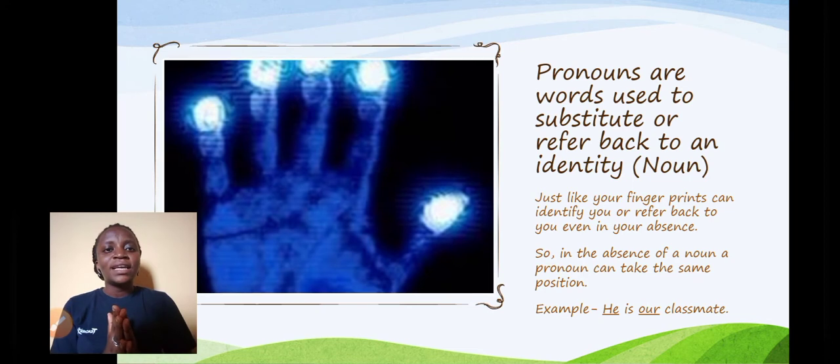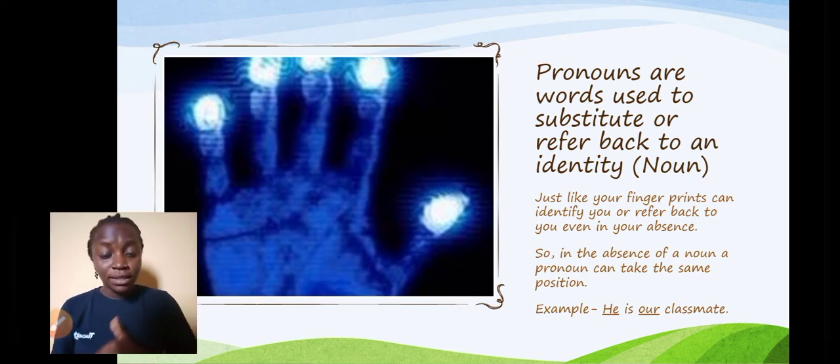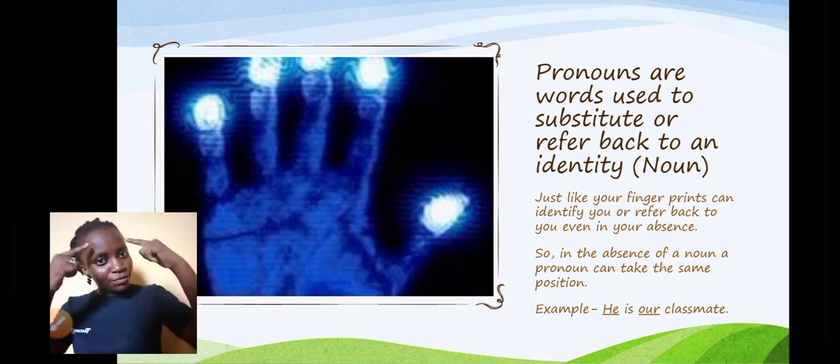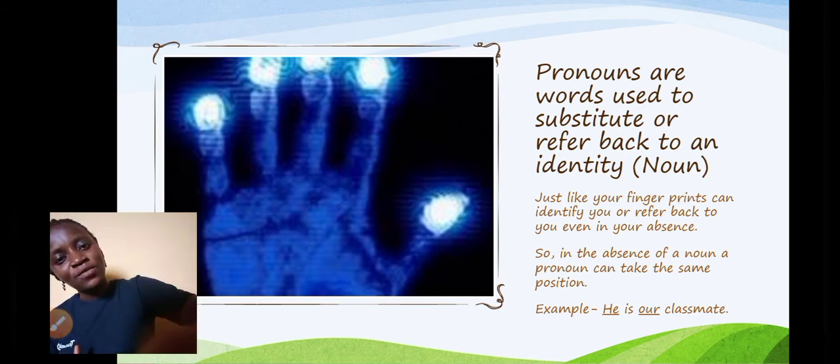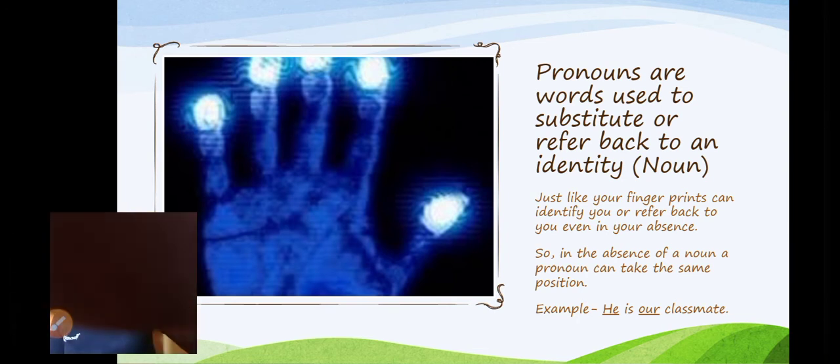So, in the previous example, an example of a noun, Tolu is my classmate. And now we want to replace that noun with a pronoun. We say he is our classmate. This time around, it's more than one person talking. So instead of Tolu, we are using he. So instead of your face recognition, we're using your fingerprint recognition.